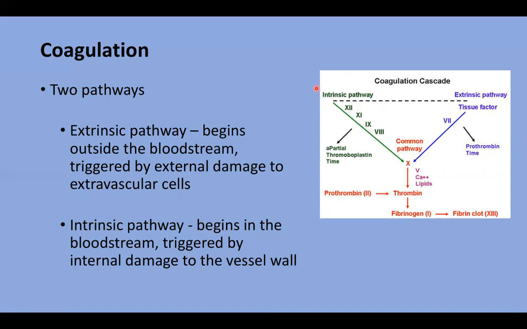The other pathway is called the intrinsic pathway, and the intrinsic pathway is going to start inside, IN, the vessel. So the intrinsic pathway begins in the bloodstream, and it's going to be triggered by internal damage to the vessel wall.